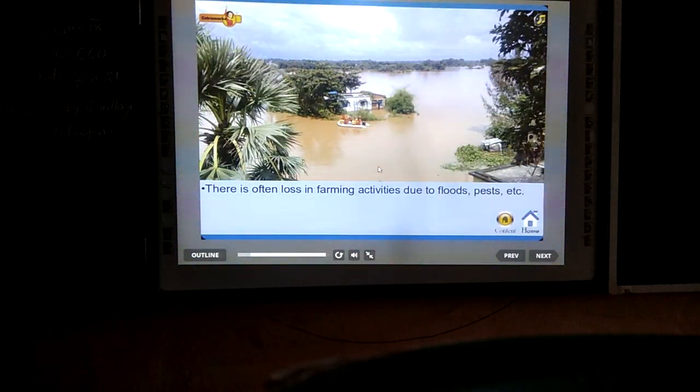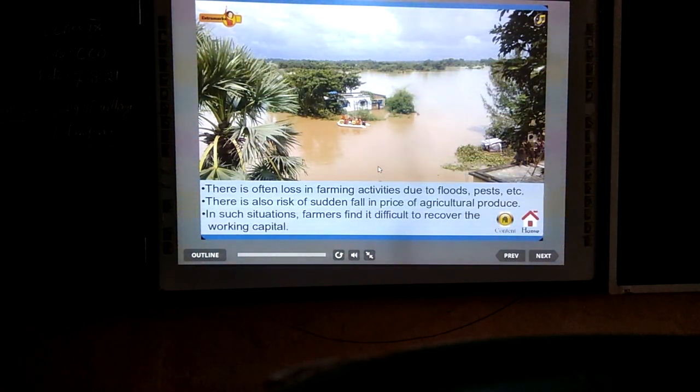There is often loss in farming activities due to floods, pests, etc. There is also risk of sudden fall in price of agricultural produce. In such situations, farmers find it difficult to recover the working capital.